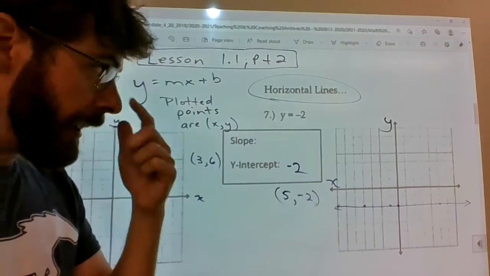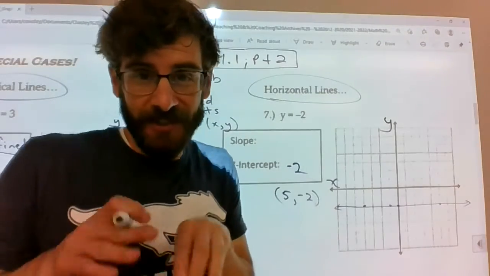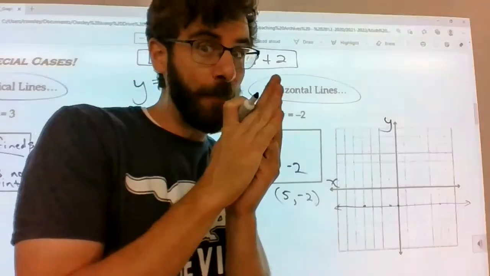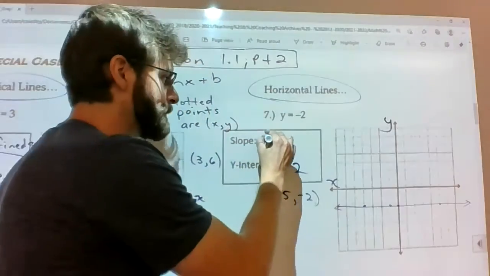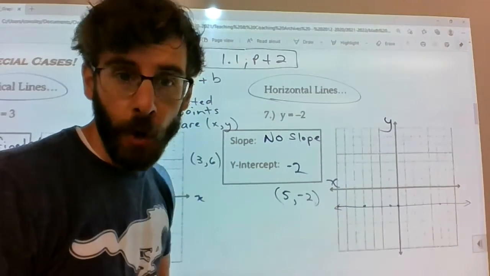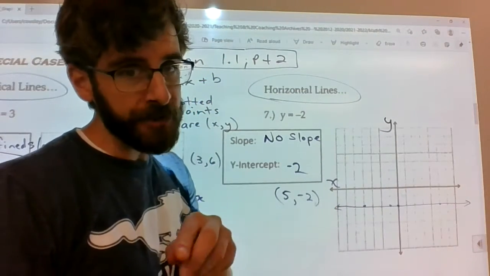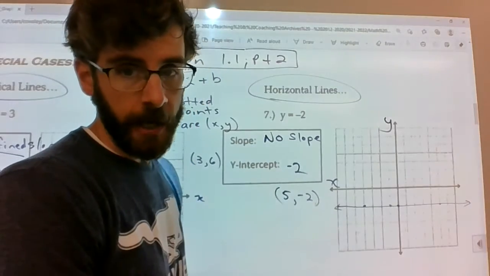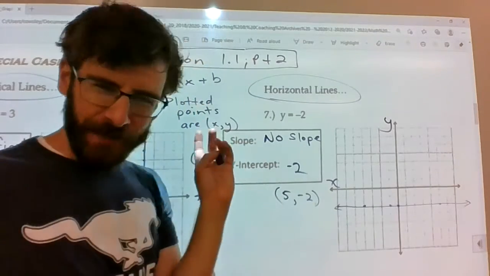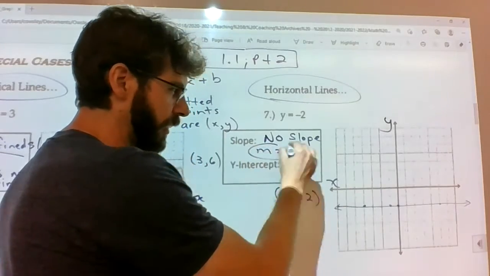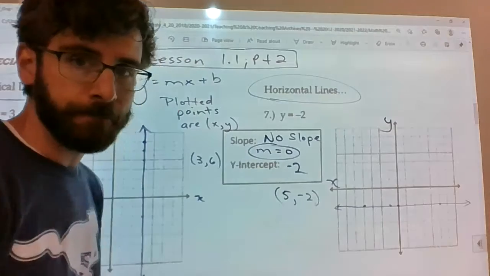And when we talk about slope, there is no slope, right? Remember, think of skiing. There's no slope here. But also, you've got to think about it as 0 slope. So the actual number 0 can be used to describe the slope of a horizontal line. So this is kind of a tricky area. I'm just going to say m equals 0, which is the same as saying no slope.